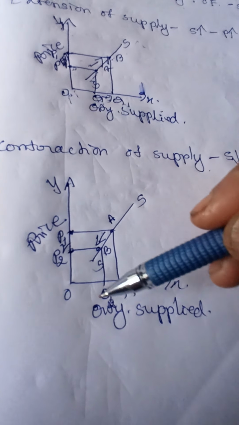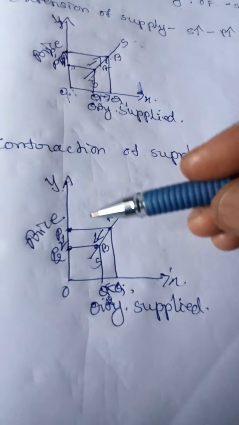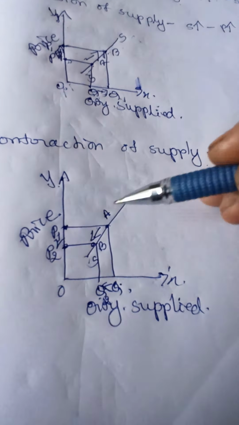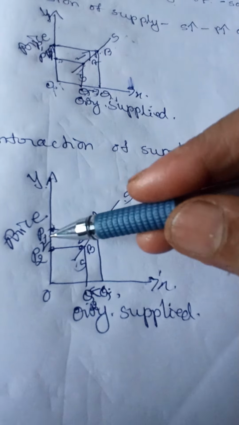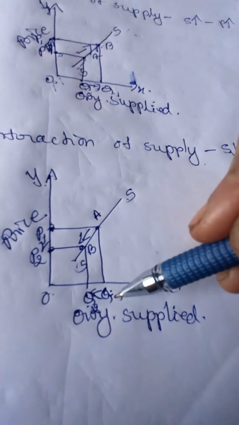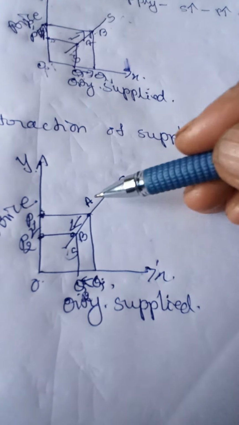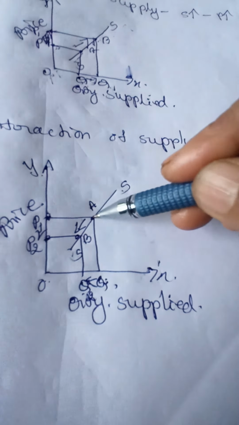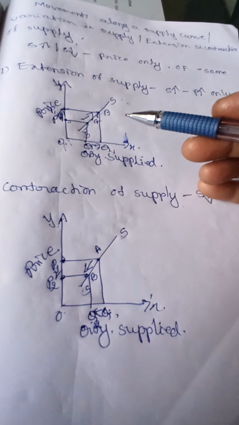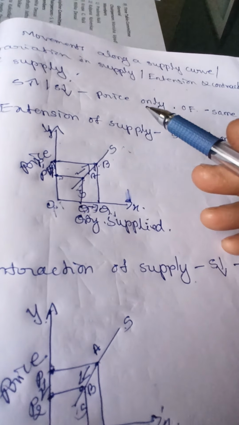What is the explanation? Quantity supplied is shown on the x-axis and price on the y-axis. SS is the supply curve. When the price is OP, quantity supplied at the beginning is OQ. Due to fall in price from OP to OP2, quantity supplied decreased from OQ to OQ2. There is a downward movement on the same supply curve from point A to B, and it is called contraction of supply. So both extension and contraction of supply are known as movement along a supply curve or variation in supply.